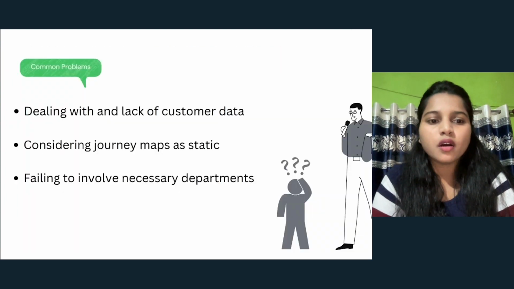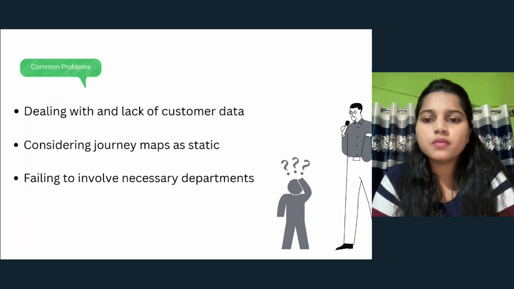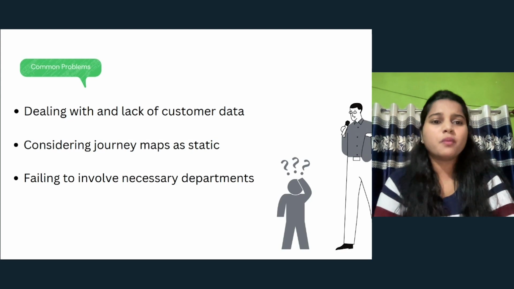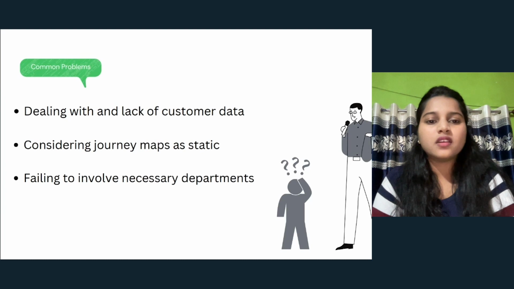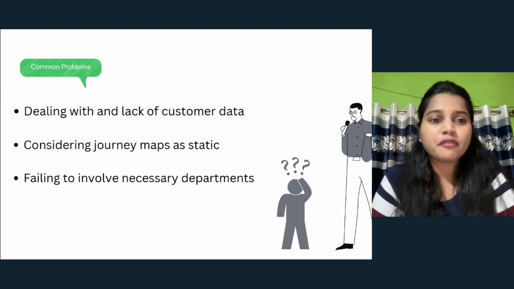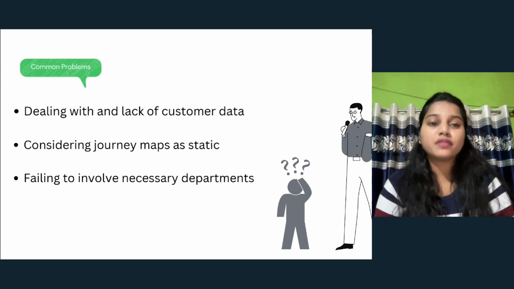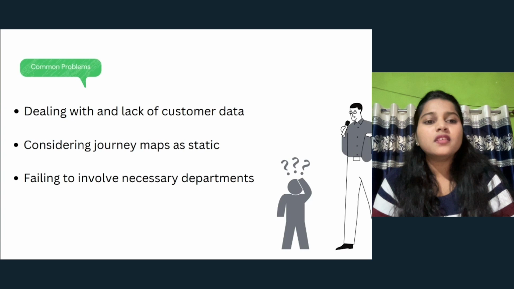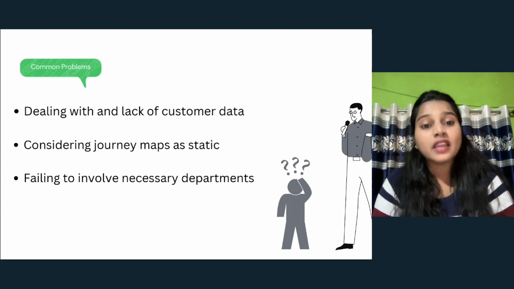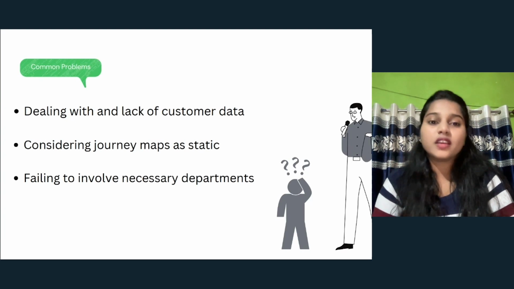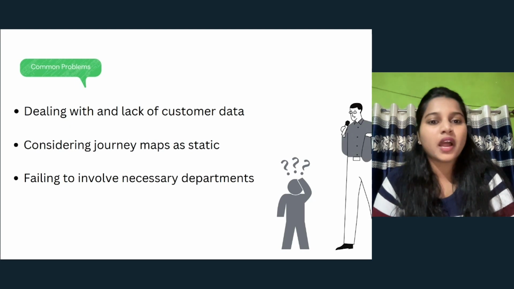Moving forward, when I talk about the common problems that we face during the workshop, one is dealing with a lack of customer data. Data is the most important factor. When we deal with a huge amount of data, it becomes very difficult for us to manage. And on the other hand, if we lack customer data, then it also becomes very difficult to handle.